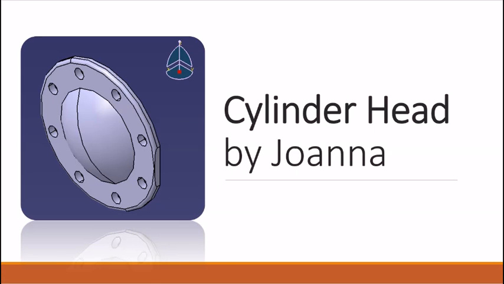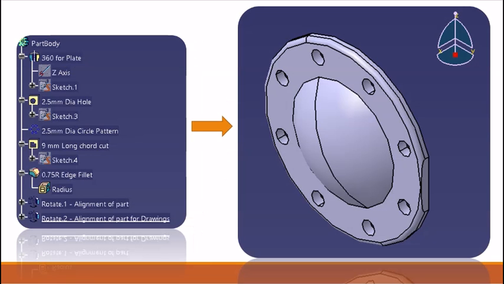Hi guys, I'm going to start you off with the cylinder head, and first we're going to take a quick look at the spec tree before I get into it. We see the shaft command, the hole command, a circular pattern command, a pocket command, and then a fillet, and then we have some rotation commands at the end for creating our best view.